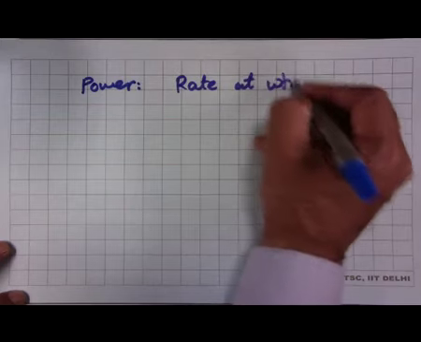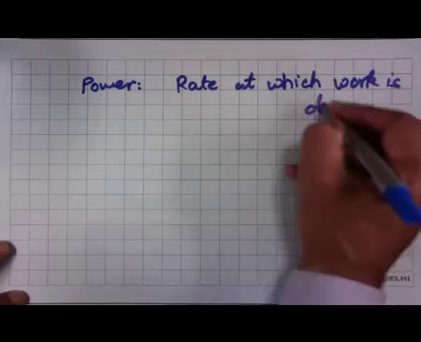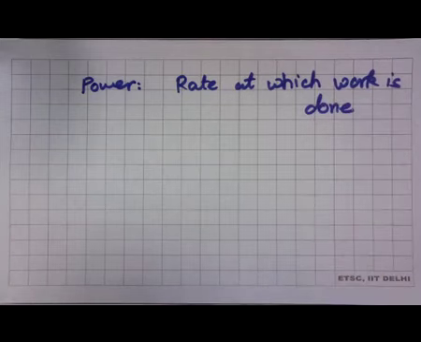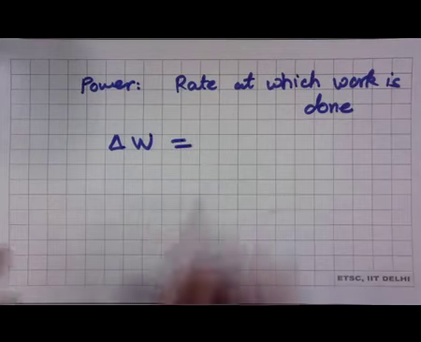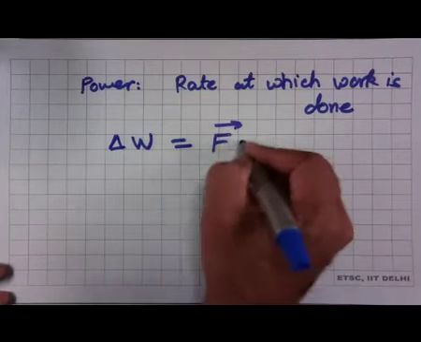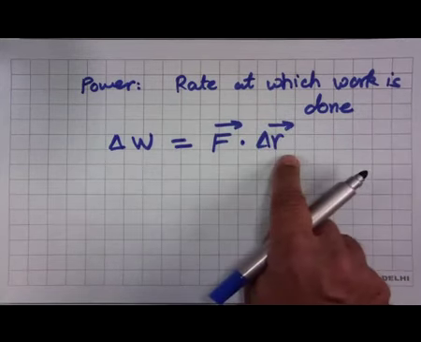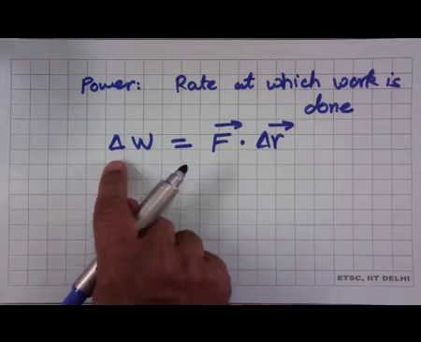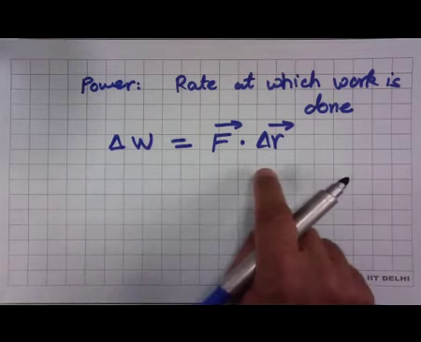at which work is done. Now, work, as we have seen, is done by a particular force. So, power is the rate at which work is done, and what we know is that the amount of work done, if under the influence of a force F a particle moves a displacement delta r, then the work done in this displacement is given as F dotted with dr.